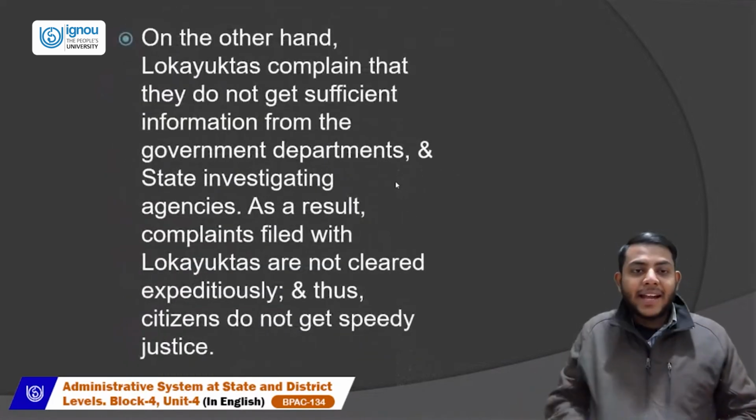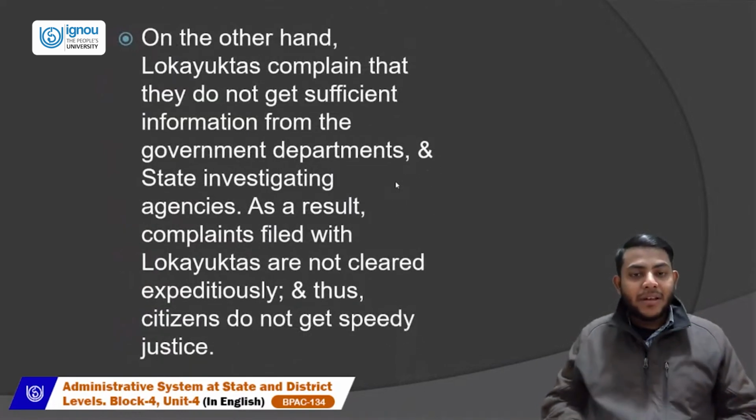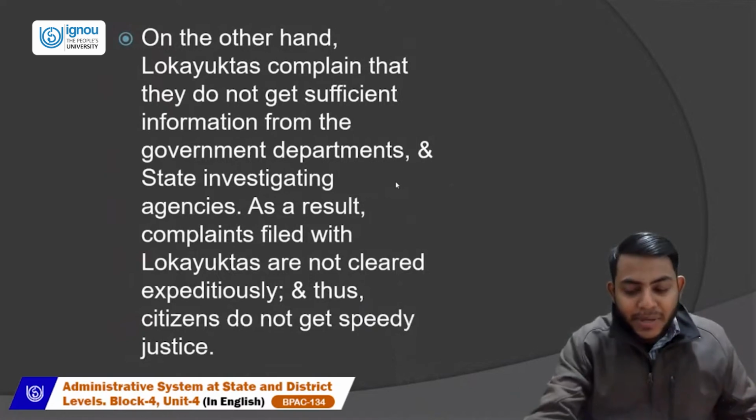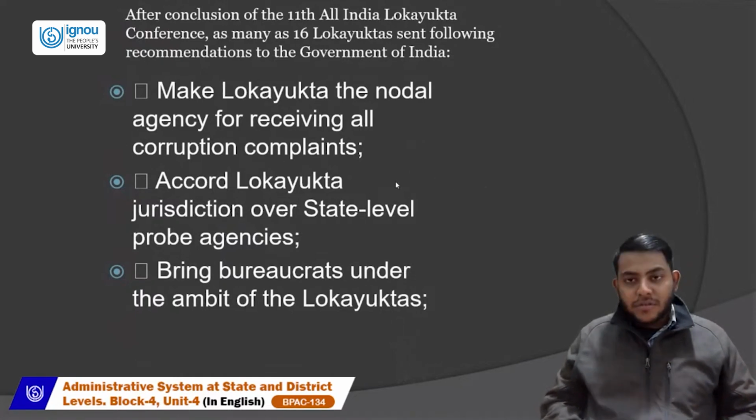However, on the other hand, Lokayukts have complained that they do not get sufficient information from the government departments as well as the state investigating agencies. As a result, complaints which are filed with Lokayukt are not cleared expeditiously, and citizens do not get speedy justice. So, after the conclusion of the 11th All India Lokayukt Conference, 16 Lokayukts sent the following recommendations to the government of India.